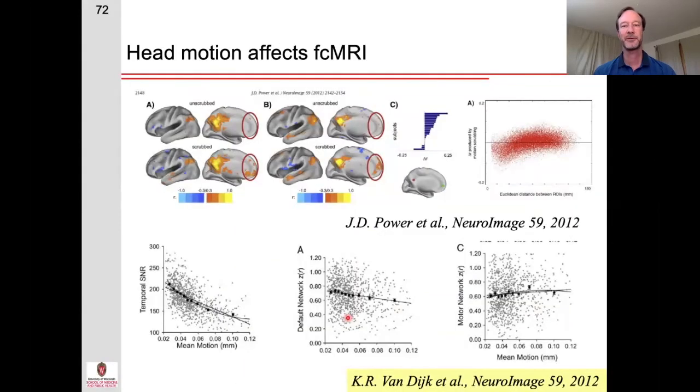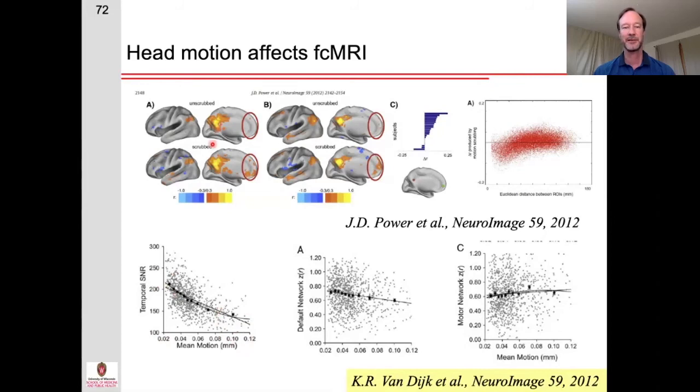As it turns out, the functional connectivity estimate is very sensitive to head motion. At the bottom here, you can see a figure from Kuhn and Van Dijk's study, where he looked at the temporal signal to noise with different amounts of motion. And not surprisingly, as the amount of motion increased, the temporal signal to noise decreased. However, look at the scale on this axis, 0.02 to 0.12 millimeters on average. These are really small amounts of movement that can have a significant effect on the temporal signal to noise.